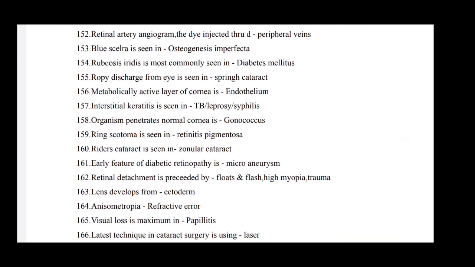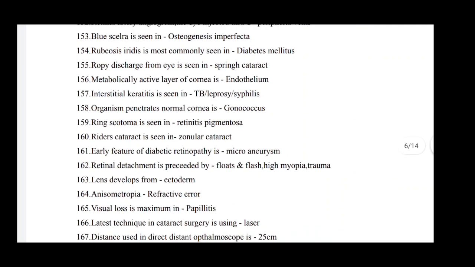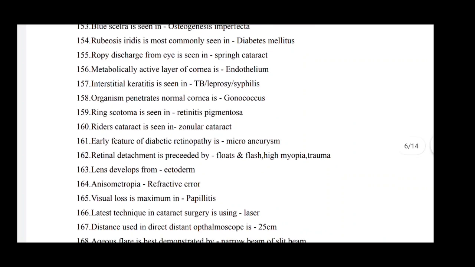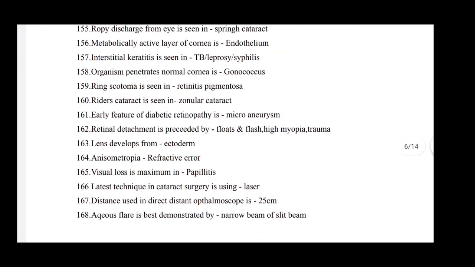Blue sclera is seen in osteogenesis imperfecta. Rubeosis iridis is most commonly seen in diabetes mellitus. Ropy discharge from the eye is seen in spring catarrh. The metabolically active layer of the cornea is the endothelium. Interstitial keratitis is seen in TB, leprosy, and syphilis.